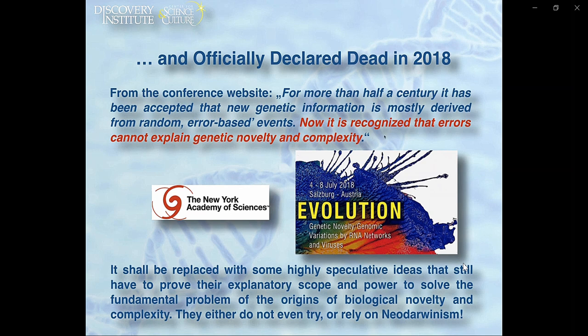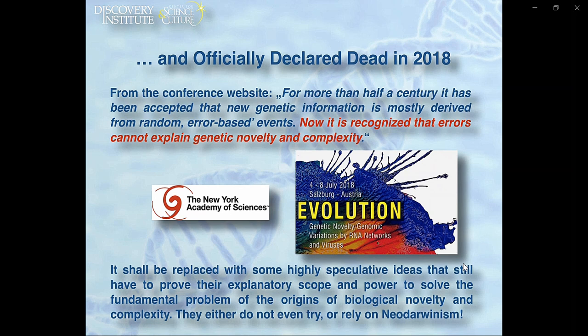And of course, evolutionists don't give up. They don't say, okay, now we believe in God. They try to find new, highly speculative ideas to fill this gap. None of these ideas has yet shown its explanatory scope and power to solve this crucial problem of the origin of biological novelty and complexity. And we intelligent design proponents predict we will wait 10 more years, and then all these alternative approaches will have failed as well. And what then?